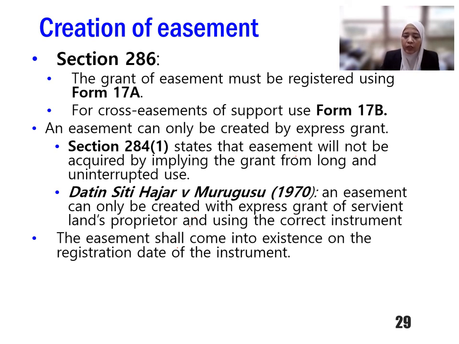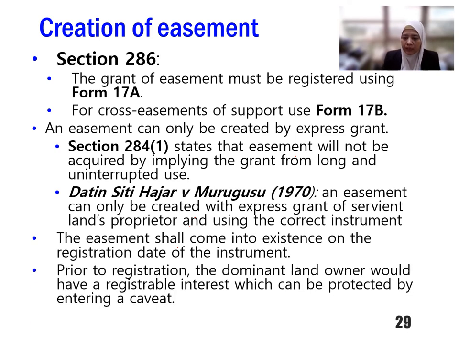The easement shall come into existence on the registration date of the instrument. So, before this easement is registered, you only have a contract between the dominant and the servient land. Again, with contracts, if there's any breach, you sue under the Contracts Act. But you cannot ask for your rights under the National Land Code until you register your easement using Form 17B.